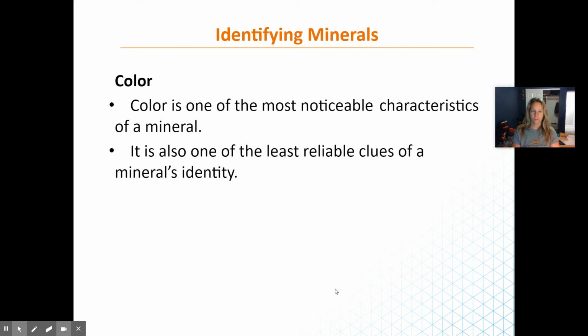Some things are pretty obvious, like sulfur. I have a piece of sulfur in my classroom. The back curio cabinet has a whole bunch of different rocks, so you can look through that anytime in between class. But sometimes color is obvious, bright yellow. The only thing that's bright yellow is pretty much sulfur. But other things come in a variety. So color is kind of the easiest to see, but the least reliable in telling you what the mineral is.